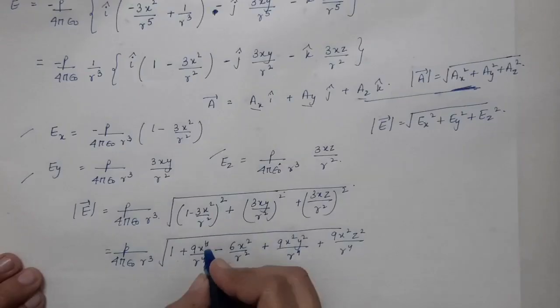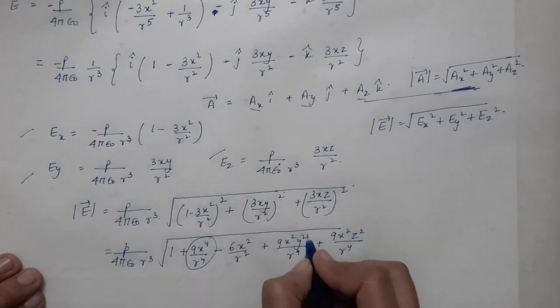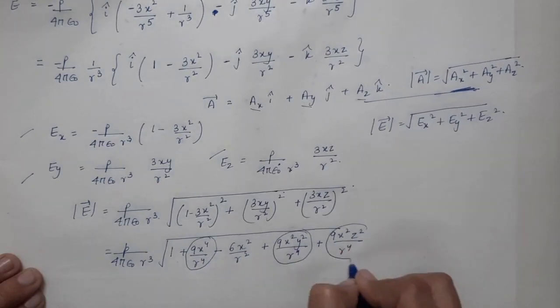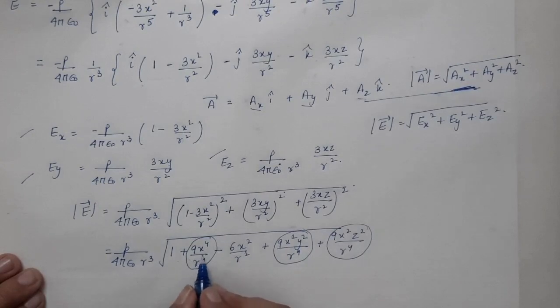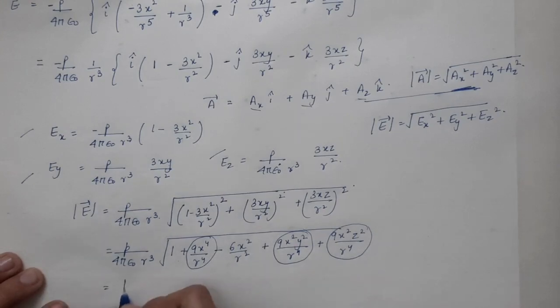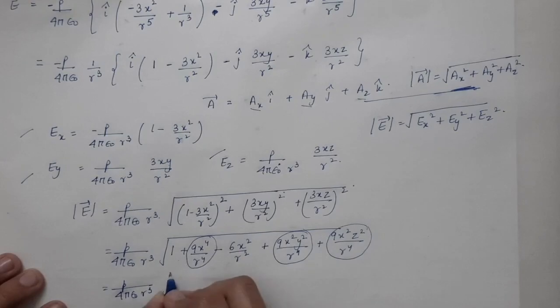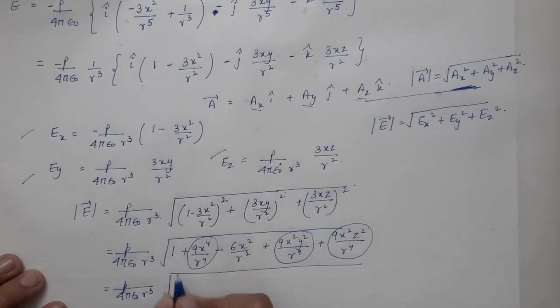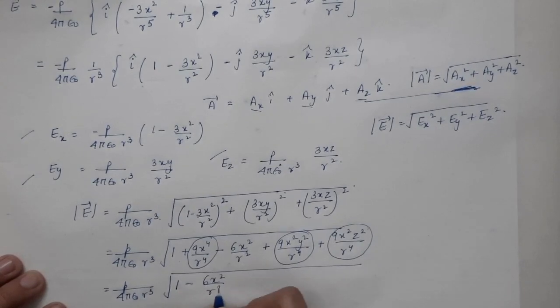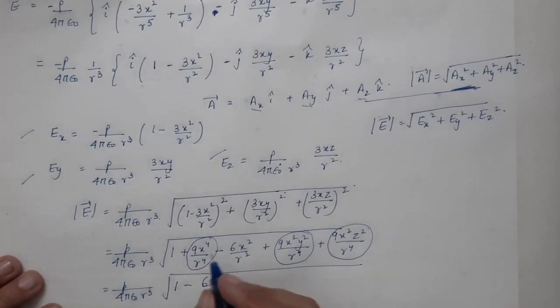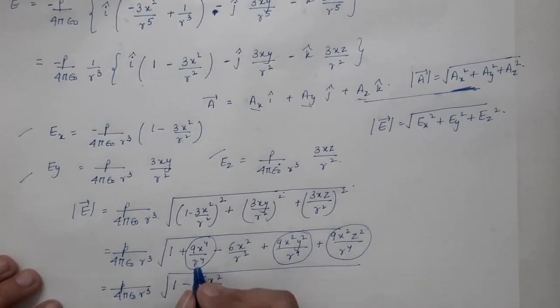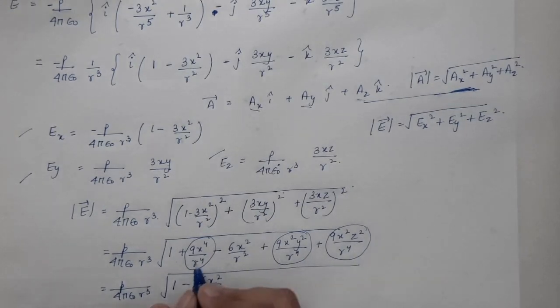Now let's club this term and this term, that is the terms whose denominator is r power 4. So now we are going to club these three terms. So what we will get is p by 4 pi epsilon naught r cube, and inside the square root, first of all 1, then minus 6x square divided by r square, they will remain as it is, and we are clubbing these two terms. Now in these three terms, what do we have in common?